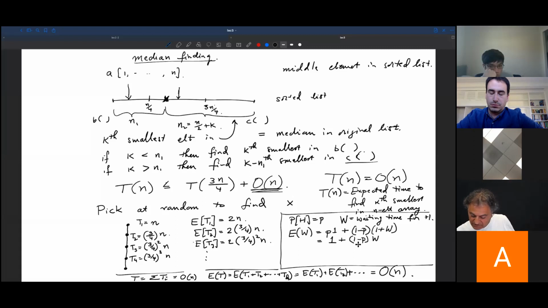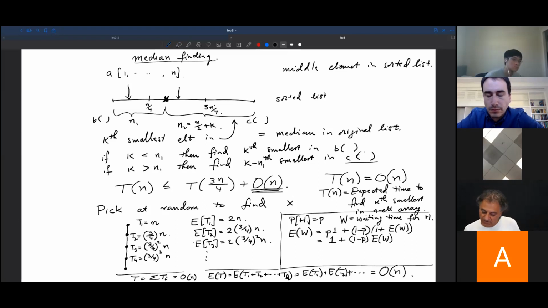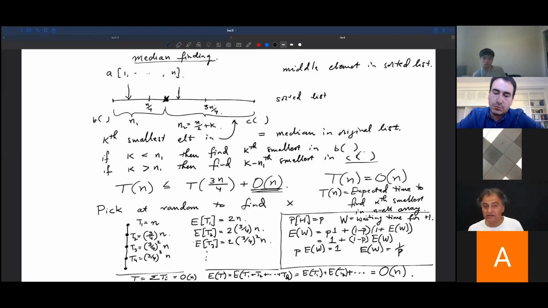Oops. Sorry. What I should have written here was expected value of w, right? And this should also be expected value of w, right? Okay, so then p times the expected value of w is equal to 1. So expected value of w is equal to 1 over p. So in our case, p is equal to half, so your expected waiting time is 2.